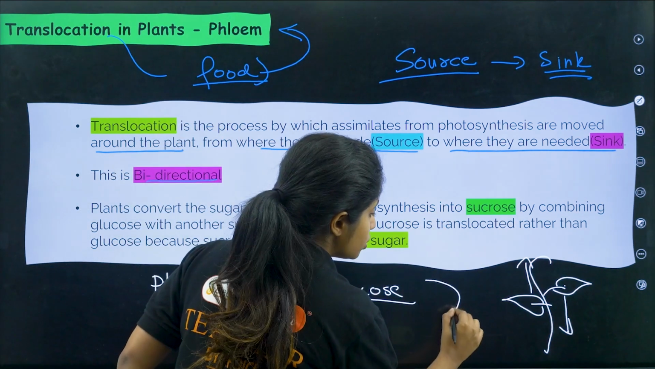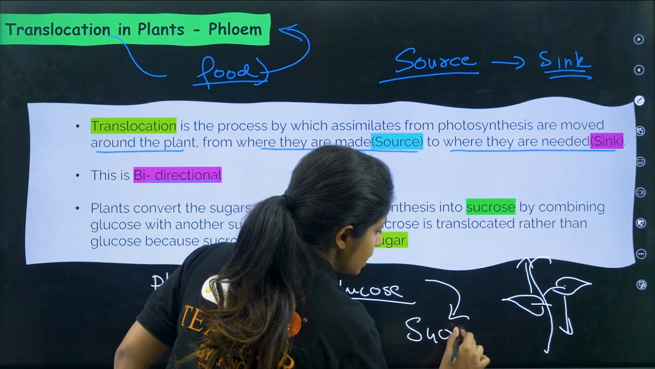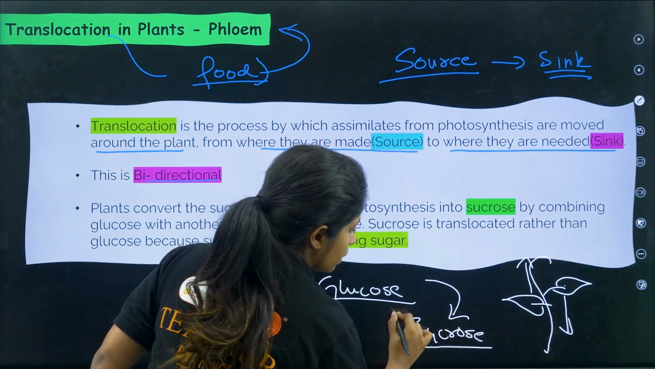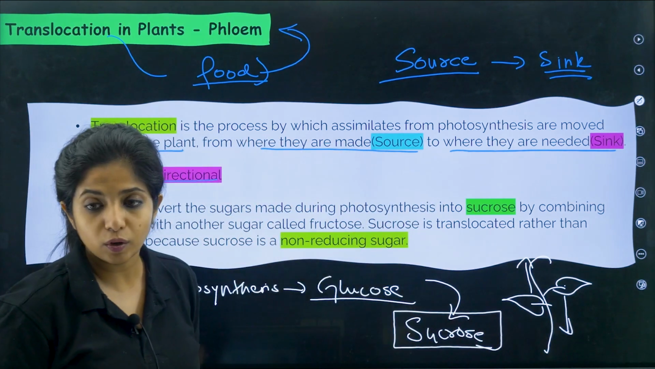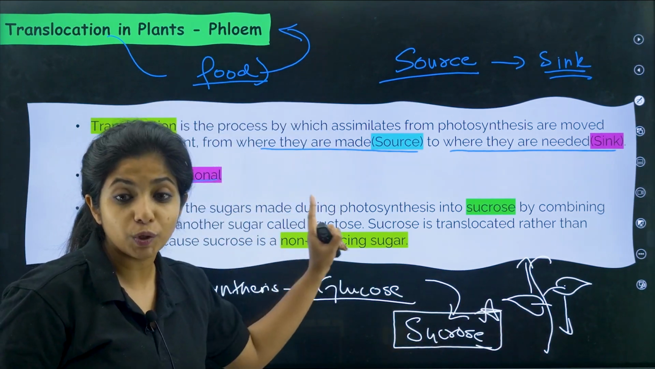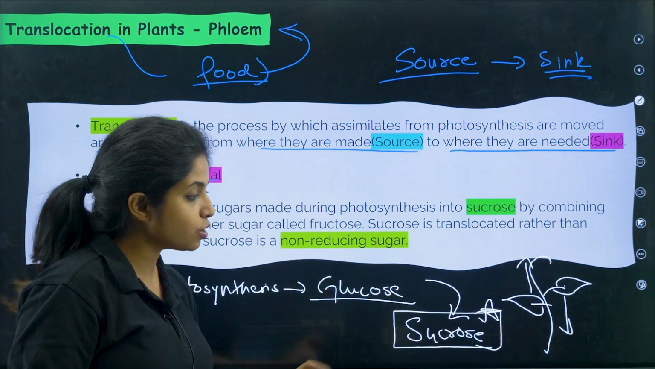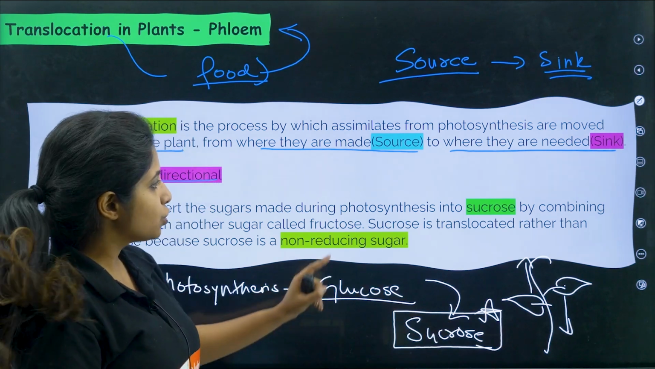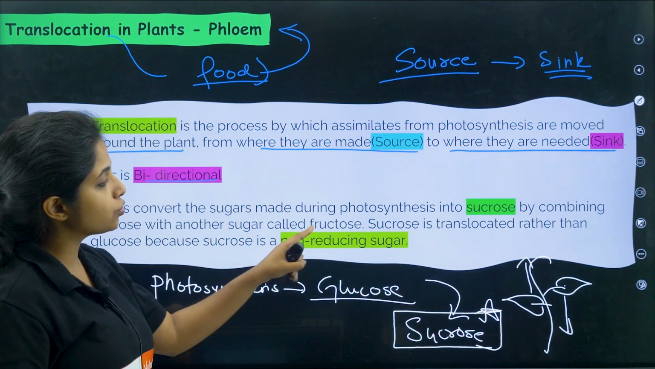We convert the glucose into something that is more stable, which is known as sucrose. Which is known as what? Sucrose. Will you be able to remember it? So now, what are we going to transport, children? We are going to transport the duplicate of it, which is what? The sucrose. So sucrose, by combining glucose with another sugar known as fructose.